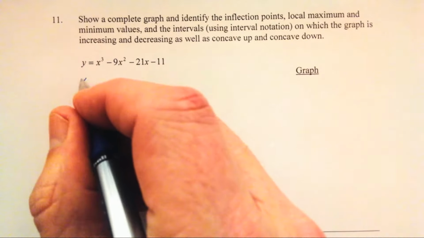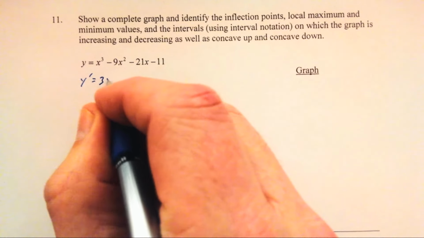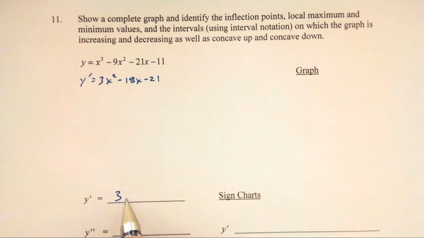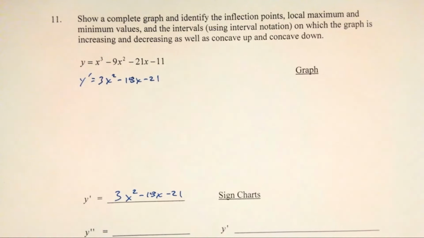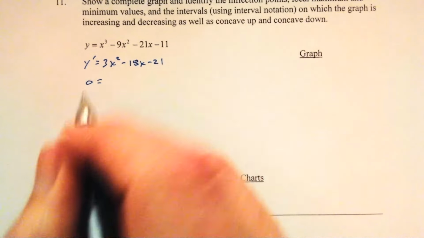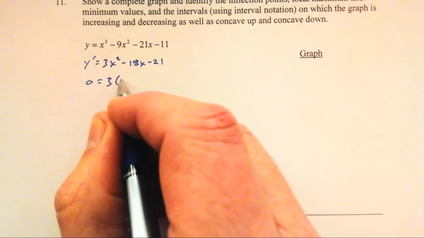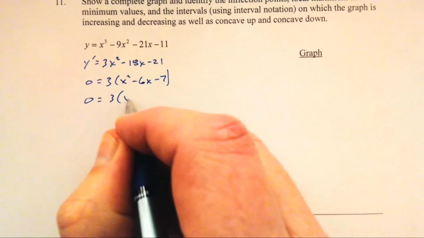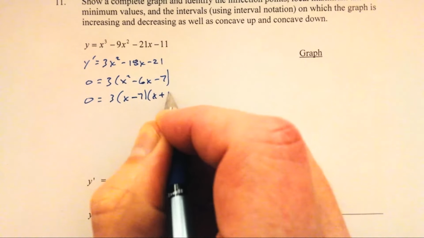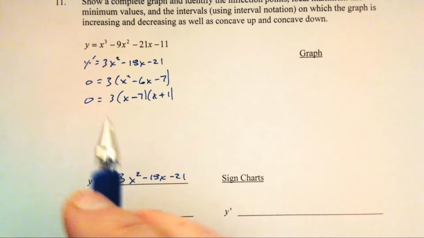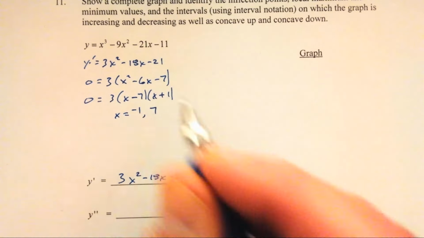So my y prime, first derivative, is 3x squared minus 18x minus 21. So that can go right here. If you want to factor that, great. I'm going to get my factoring done up above. If I set this equal to 0 and factor out a 3, I get 3 times x squared minus 6x minus 7, or 0 equals 3 times (x minus 7) times (x plus 1), and therefore we've got derivative equal to 0 at x equals negative 1 and 7.